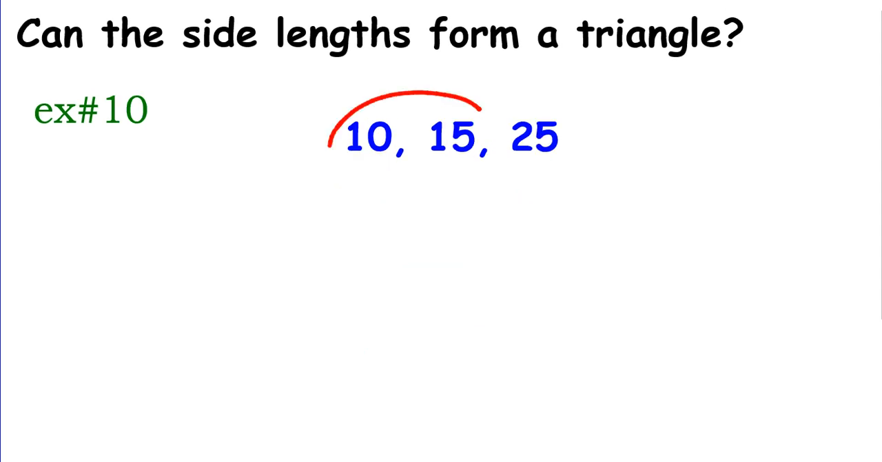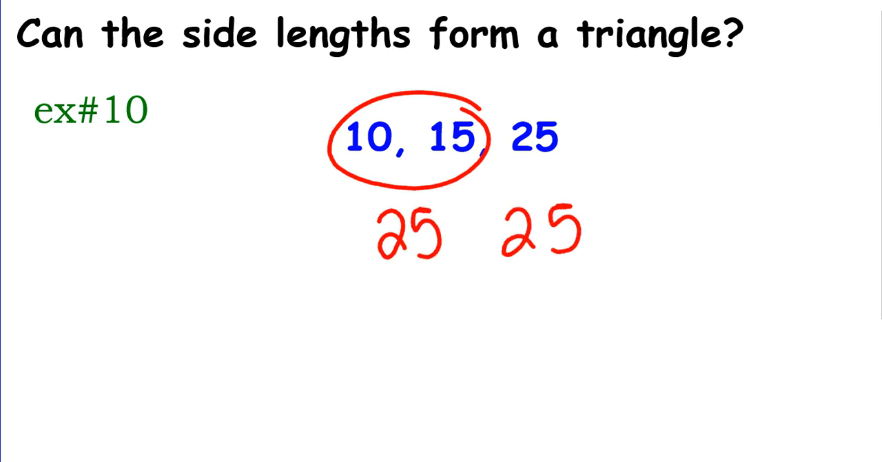Okay. Add up your two smallest sides. 10 plus 15 is 25. Is 25 greater than 25? No, it's not greater. It's equal, but it's not greater. So therefore, these three sides cannot form a triangle. Right, the 10 and the 15, picture those. They would never meet until the bottom, so they wouldn't be able to form a triangle. And that's it for section 4.7, triangle inequalities.